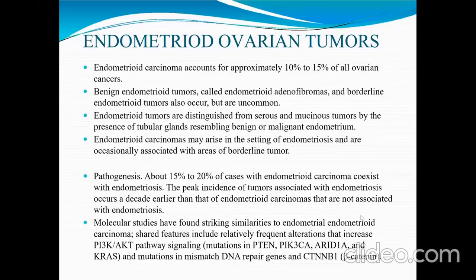Pathogenesis. About 15 to 20% of cases with endometrioid carcinoma coexist with endometriosis. The peak incidence of tumors associated with endometriosis occurs a decade earlier than that of endometrioid carcinomas that are not associated with endometriosis. Molecular studies have found striking similarities to endometrioid carcinoma. Shared features include relatively frequent alterations that increase PI3K or AKT pathway signaling, mutations in mismatched DNA repair genes, and the CTNNB1 gene.